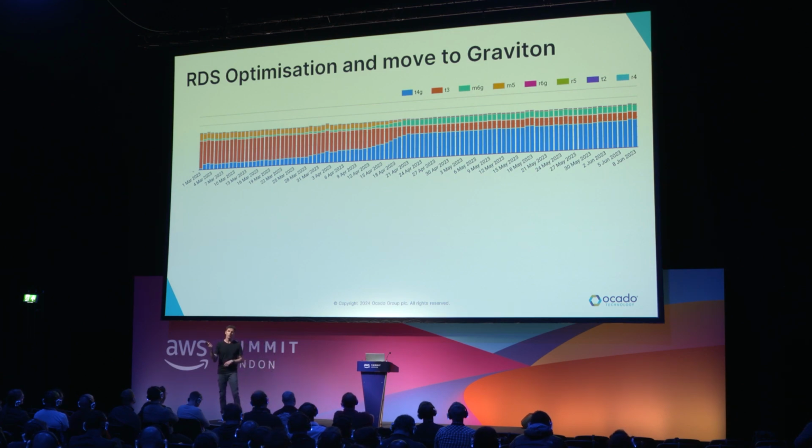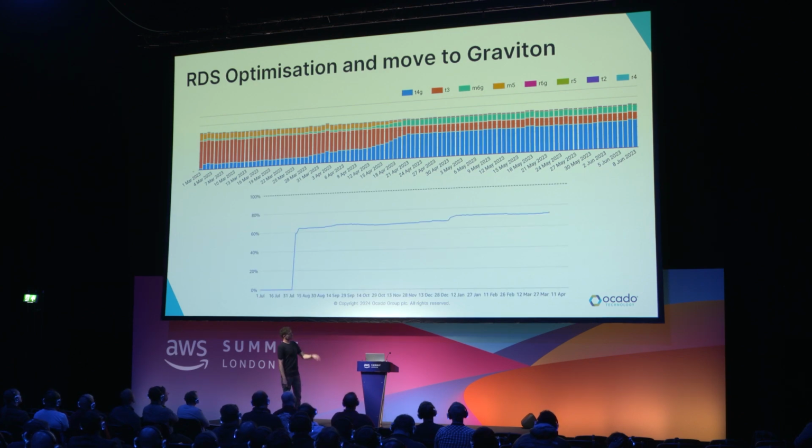So when you add up the instance size optimization, then the Graviton switch, then the reserved instances, you can see that's a really important saving. The second graph here is just our reserved instance coverage, right? So we aimed to get to around 80% coverage, and that's pretty much what we achieved.